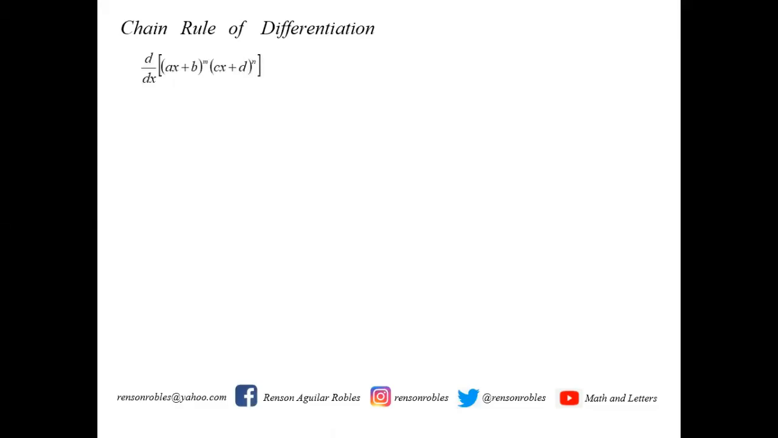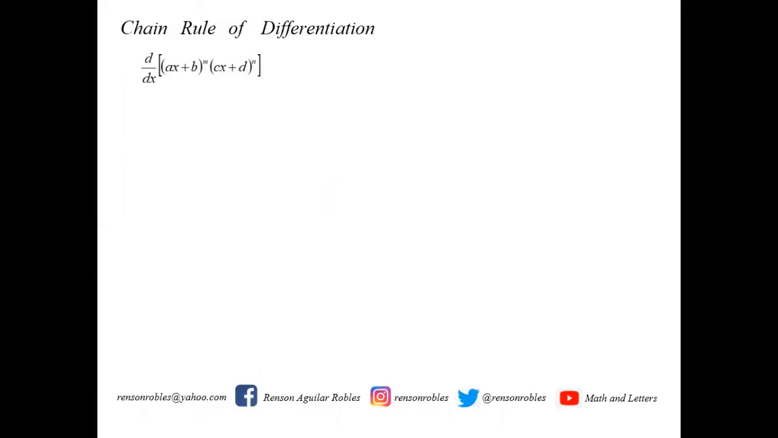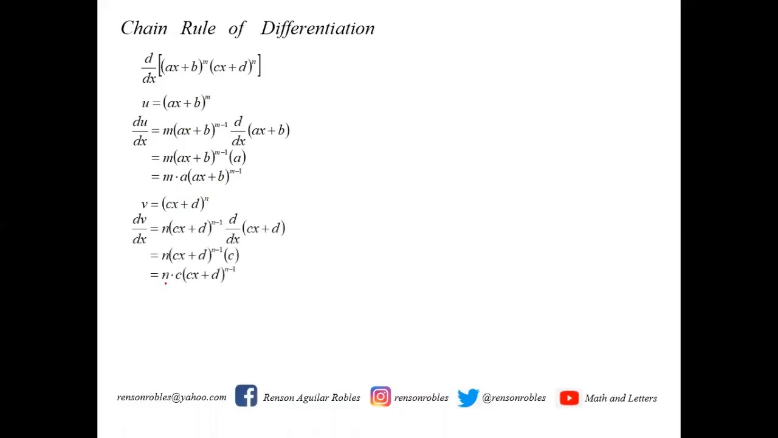Okay, next. Again, from this example, we shall generate the special formula to find the derivative of the quantity ax plus b raised to m times cx plus d raised to n. Okay, and here it goes. We shall let u be equal to ax plus b raised to m, and its derivative would be equal to ma, m times the derivative of this, which is a. That's ma times ax plus b raised to m minus 1. And then for v, that's cx plus d raised to n, the derivative of which is nc times cx plus d raised to n minus 1.